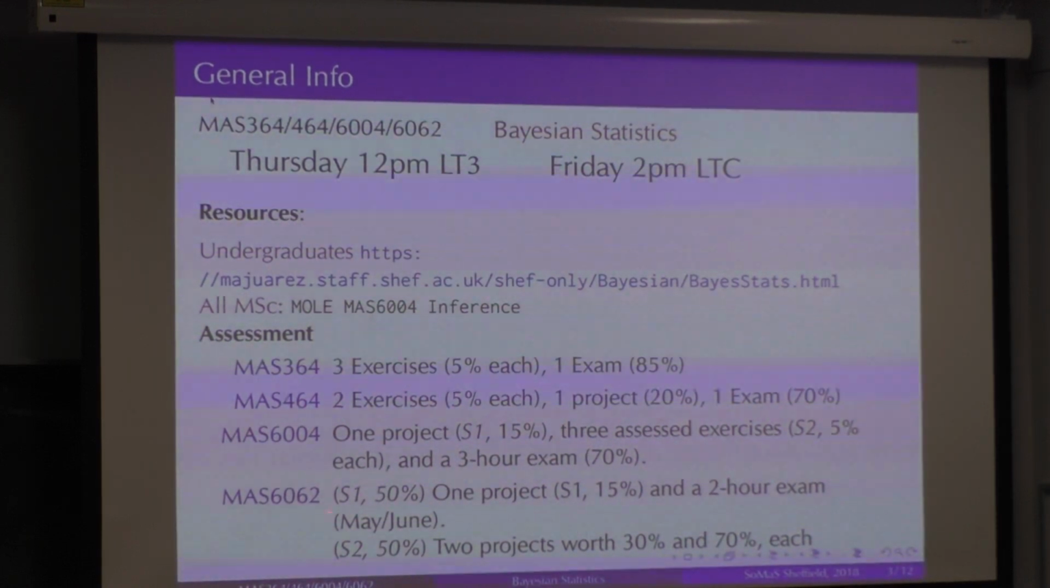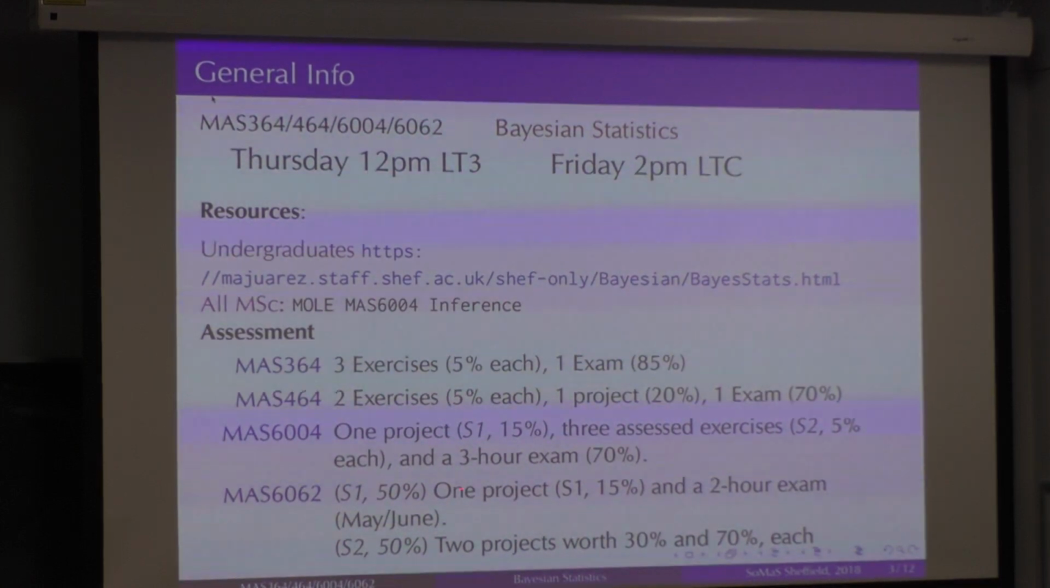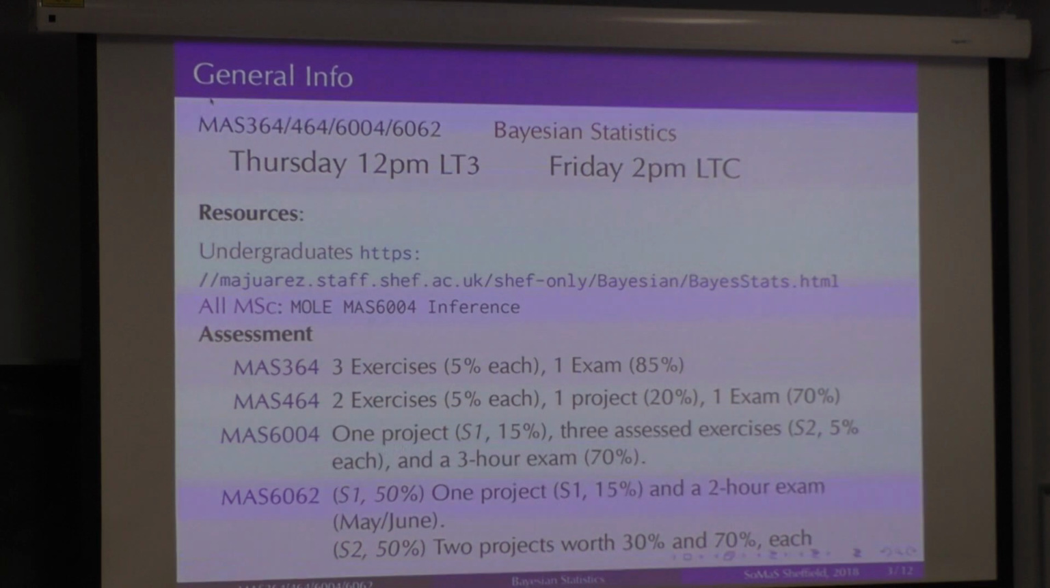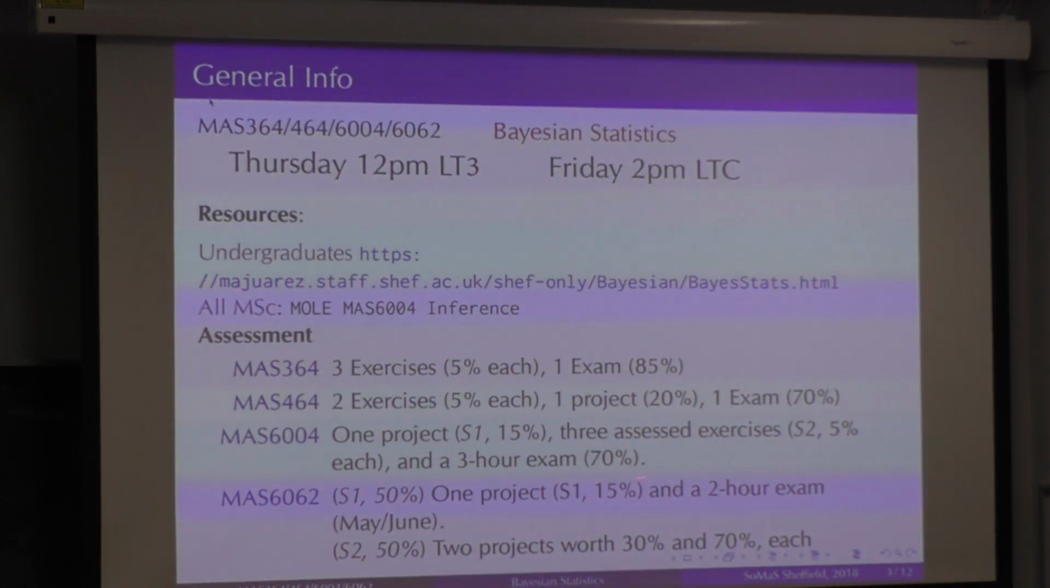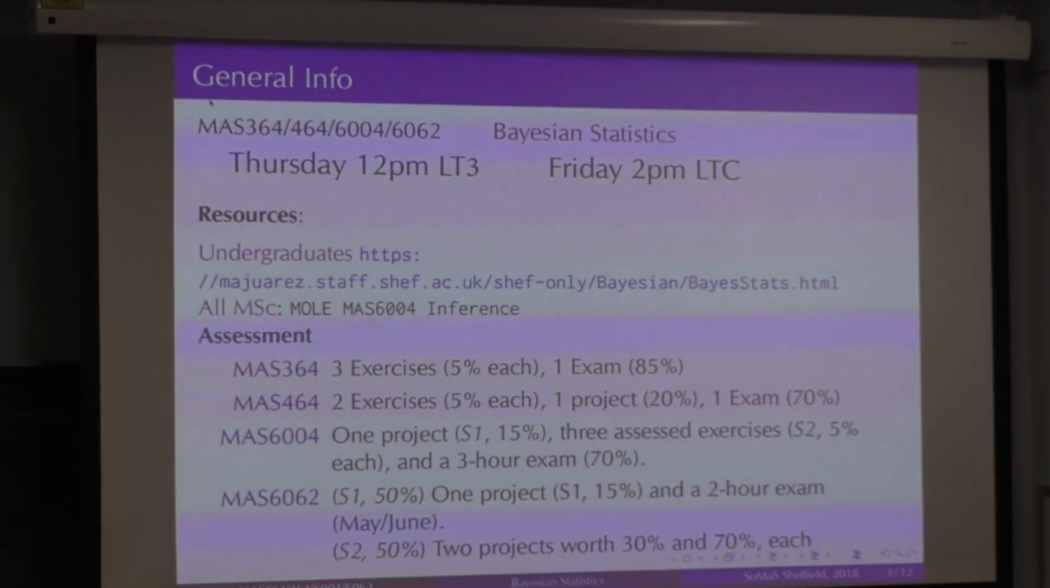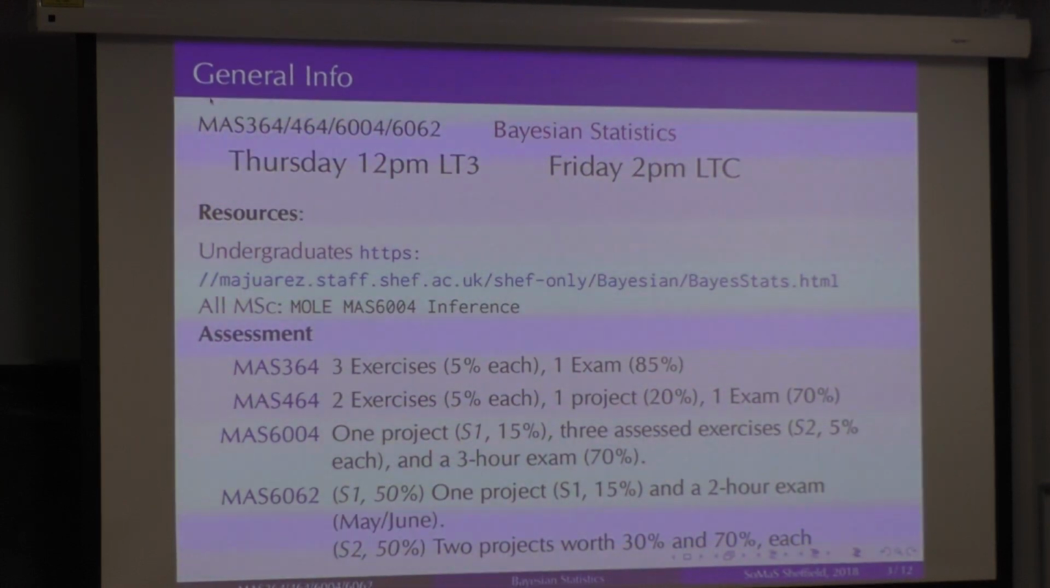If you're doing trials, then there's 1 project worth 15%, the same project as 6004. And then you will have a 2-hour exam at the end of the year, right? Which is 85% of that 50%. And then for semester 2, you will have 2 projects worth 30 and 70% of half of the mark. Is that okay with everyone? Yeah? Okay.